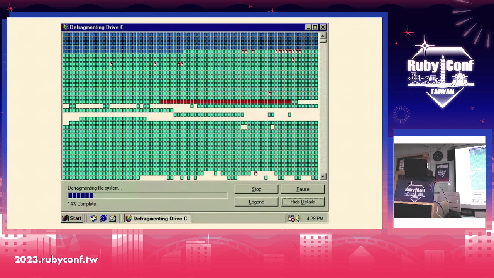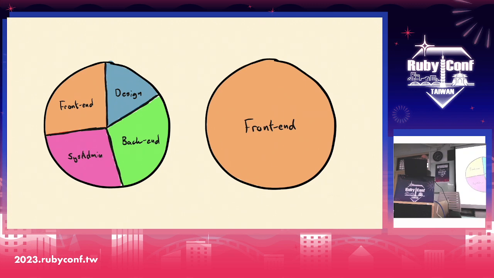When you have fragmentation, things are slow. Some of this is because of the overhead of communication and coordination. But there's more to it as well. We become more specialized, which frees up our energy to overcomplicate it.